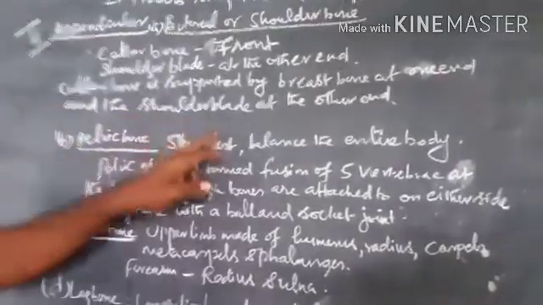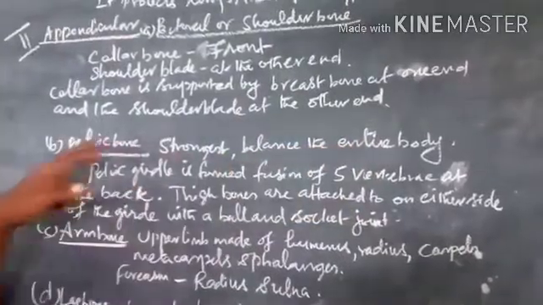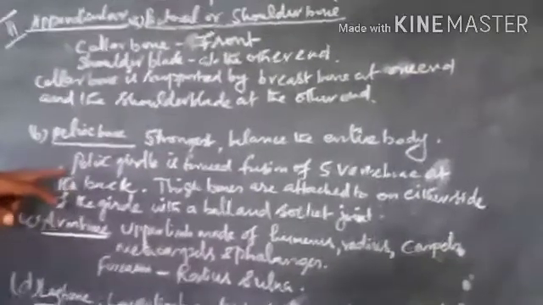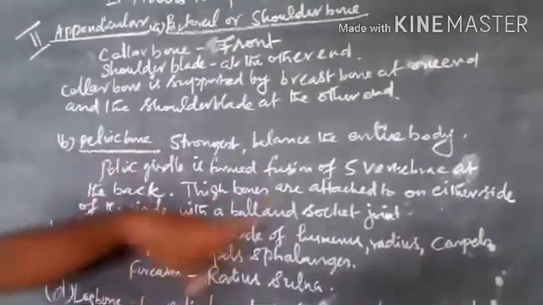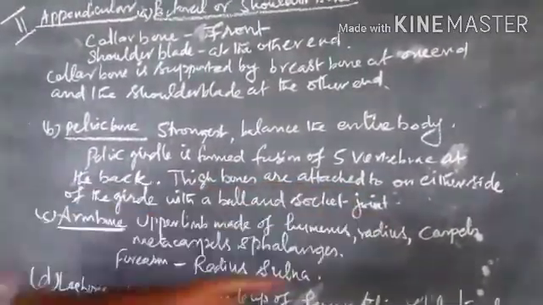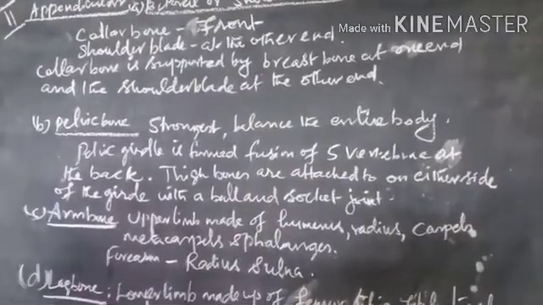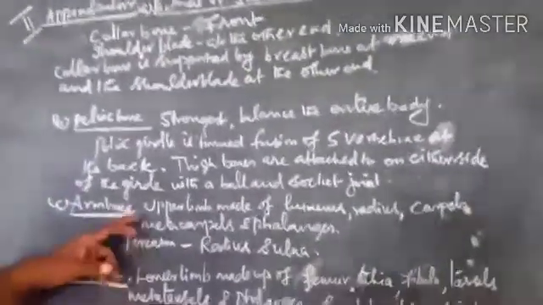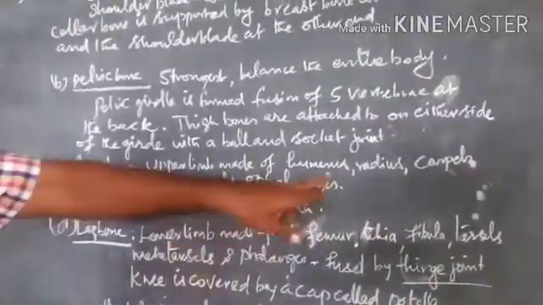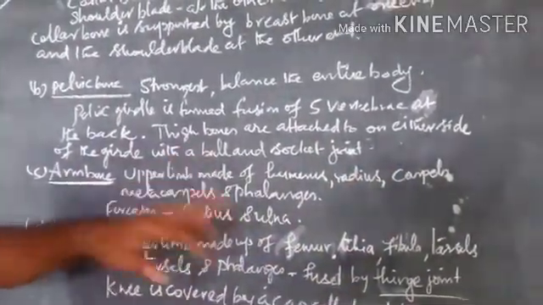It is made up of strong bones which balance the entire body. So the pelvic bone is the strongest bone of the body. Understand? The pelvic girdle is formed by the fusion of 5 vertebrae at the back. Thigh bones are attached on either side of the girdle with a ball and socket joint. Next one is the arm bone. The arm bone, that is the upper limb, is made up of humerus, radius, carpals, metacarpals and phalanges.